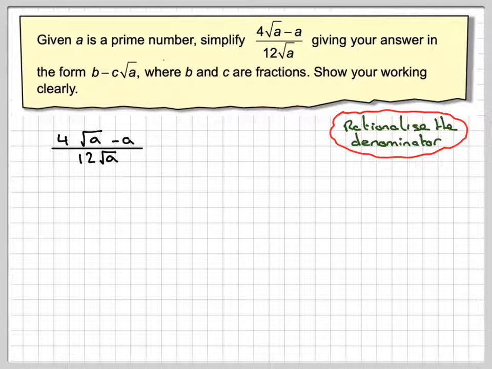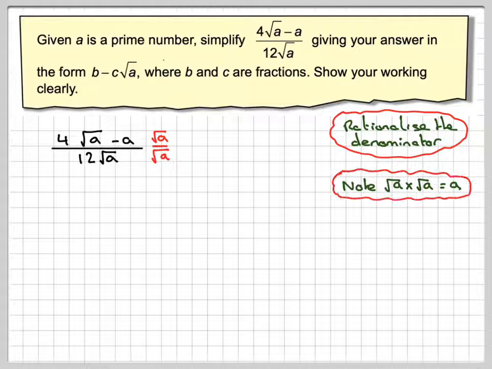So as we've got root a here, we'll need to multiply the denominator by root a and the numerator by root a. The reason being because root a times root a is equal to a. So doing the numerator, 4 root a times root a gives 4 times a, because root a times root a gives me a. And then minus a times root a would just be minus a root a. In the denominator we're going to have 12, but root a times root a is a, so we're going to get 12a.